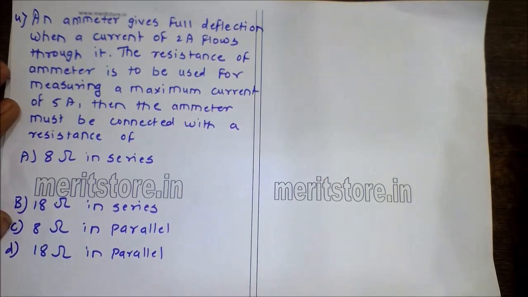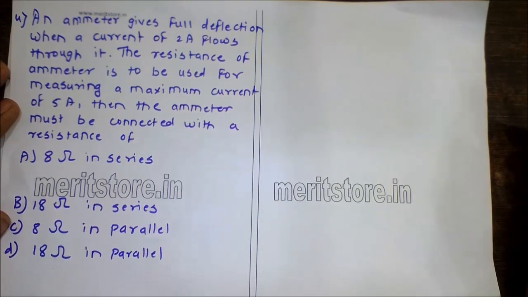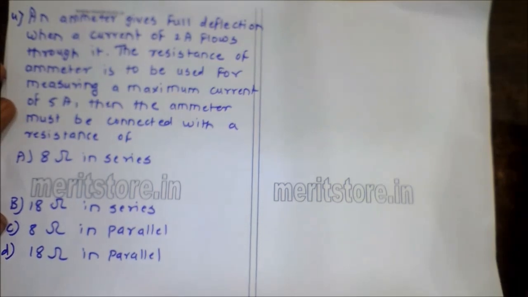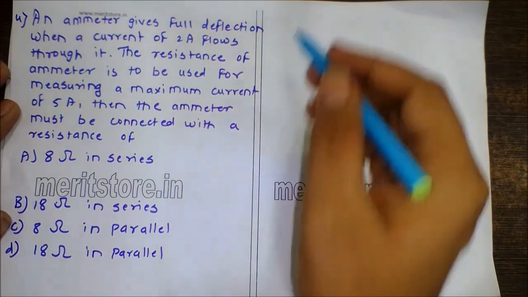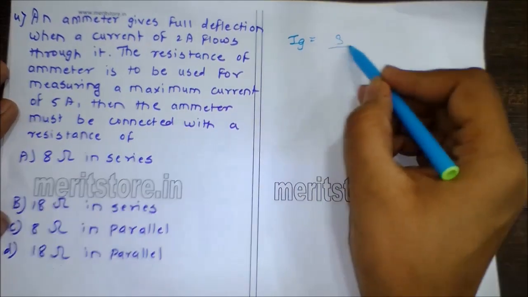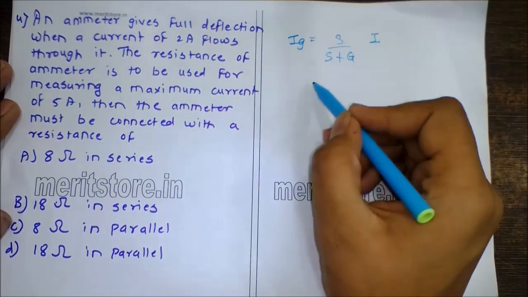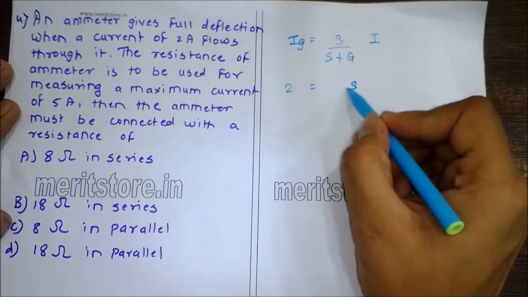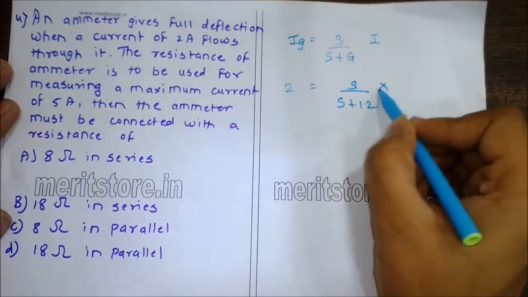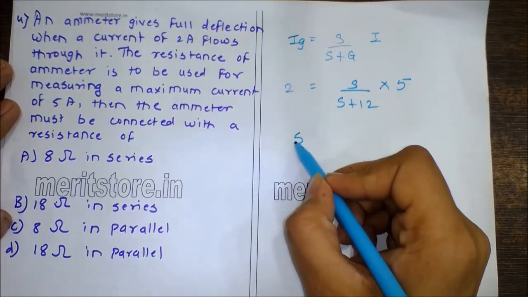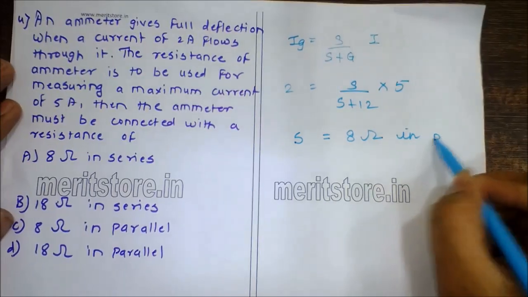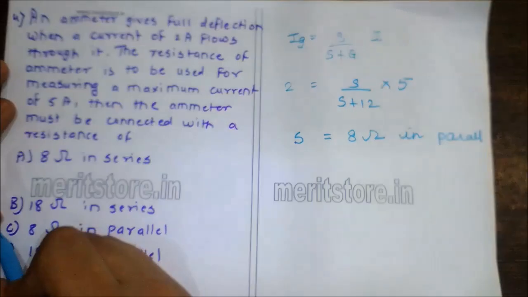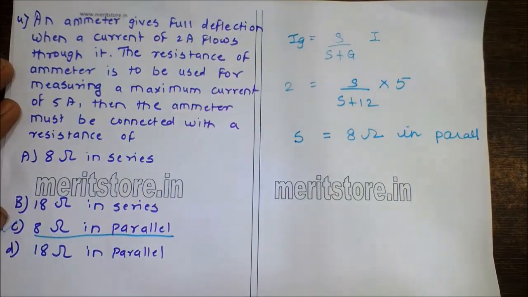Question number 4. An ammeter gives full deflection when a current of 2 ampere flows through it. The ammeter is to be used for measuring a maximum current of 5 ampere. Then the ammeter must be connected with a resistance of. Now to solve this question, we know Ig is equal to S upon S plus G into I, which is equal to 2 equals S upon S plus 12 into 5. The value for S will be 8 ohms in parallel. So option C, 8 ohms in parallel, is the correct answer.